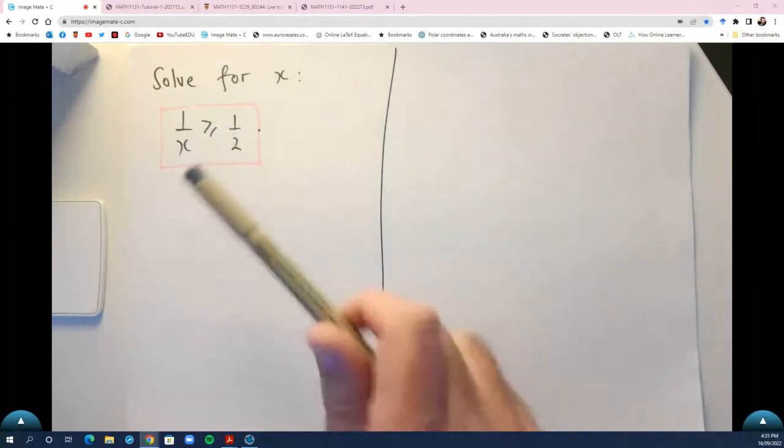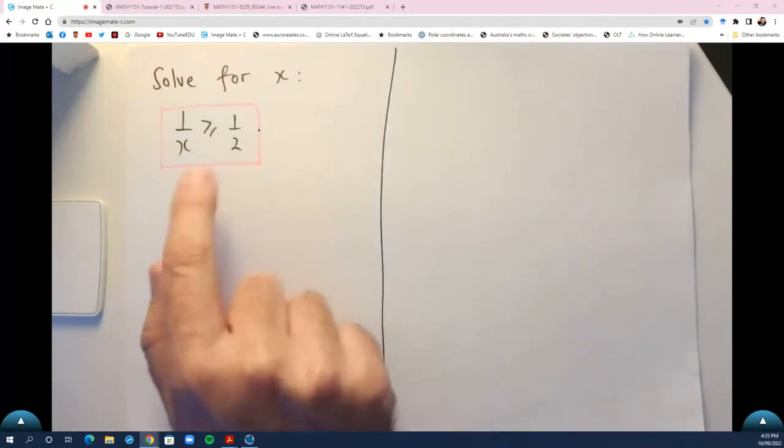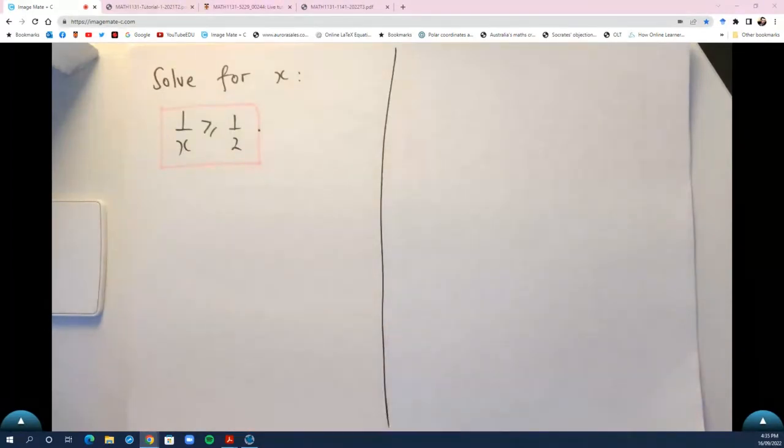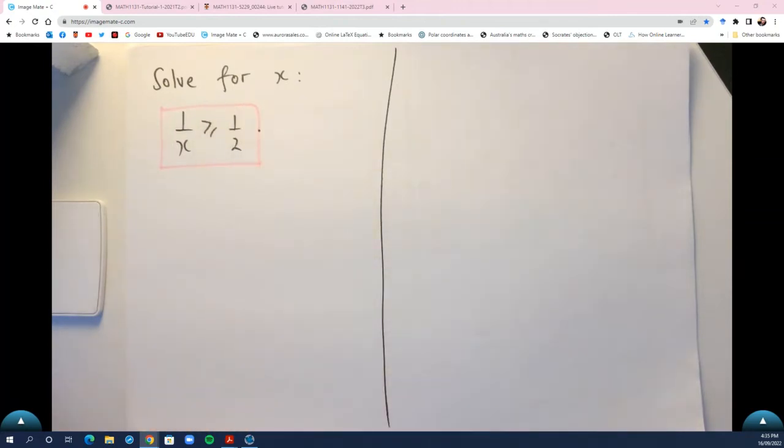Now, there's a few ways that we can solve this. Can anyone suggest on the chat one strategy for solving this problem? Any ideas on the chat or on the mic? How might we strategize this? What might be a method?